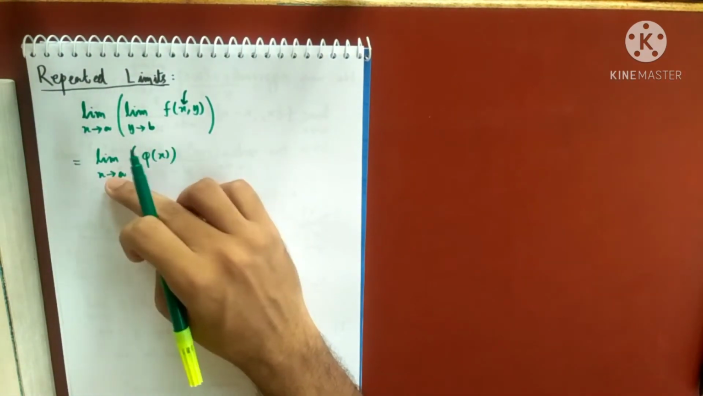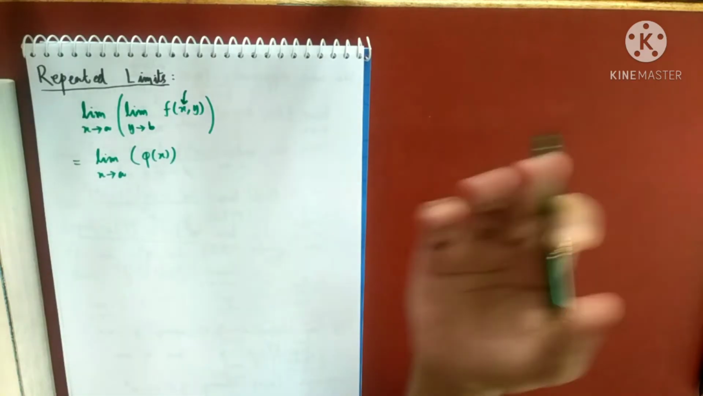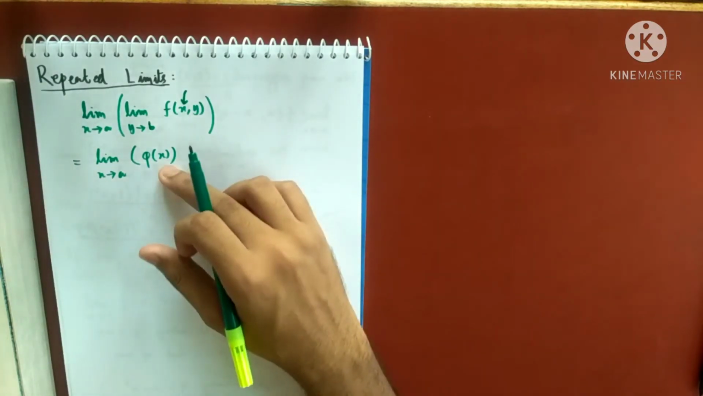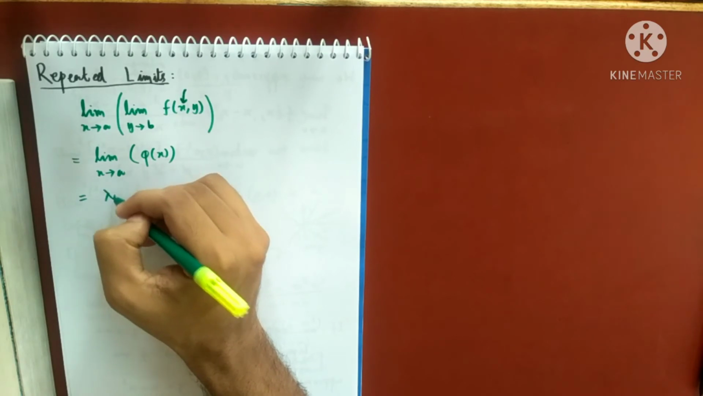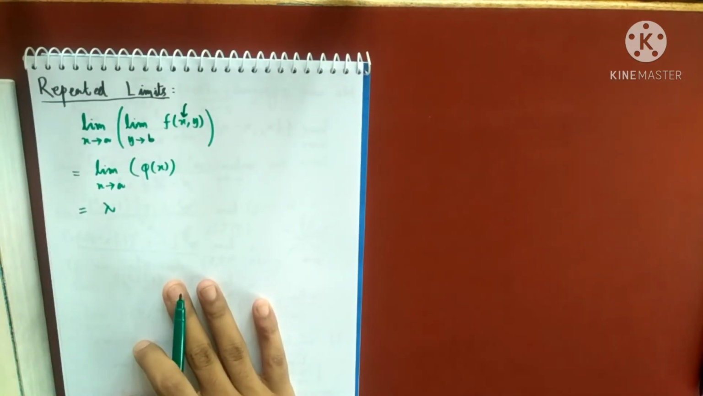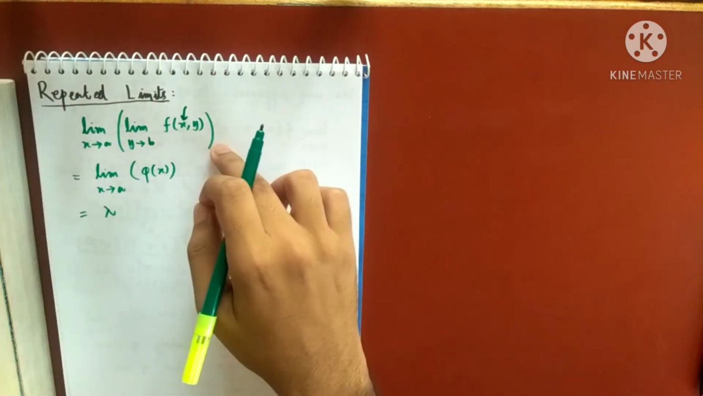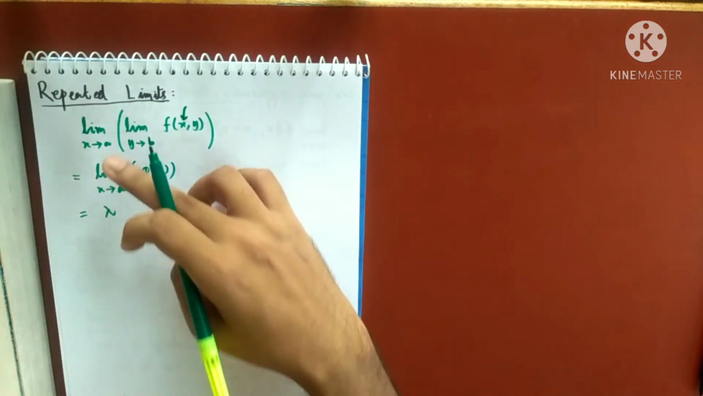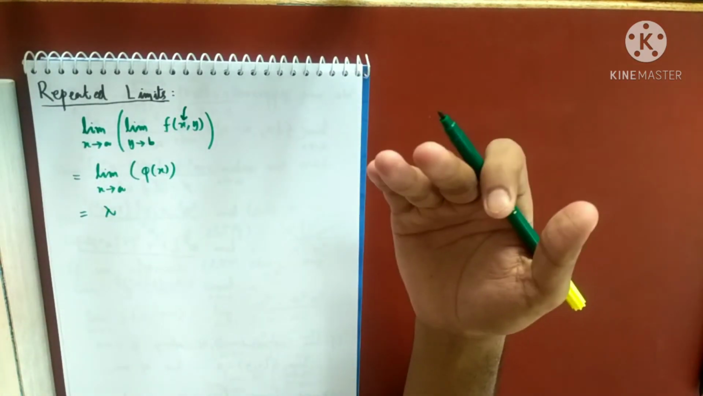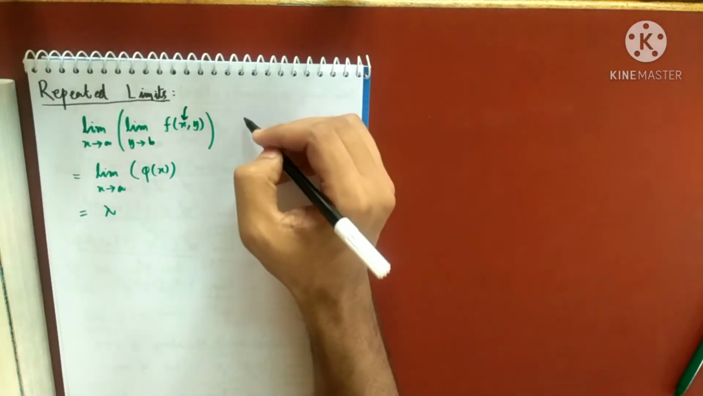Now again we will find this limit. This is a problem that you do in real analysis. You can easily find this limit. Suppose that limit is lambda. This will be independent of x. So this is what we mean by repeated limits. This is different from the double limit. While doing the double limit, we were taking x, y towards 0, 0 or towards a, b simultaneously. Here this will not happen. We first find the limit as y tends to b of this function, and then x tends to a.